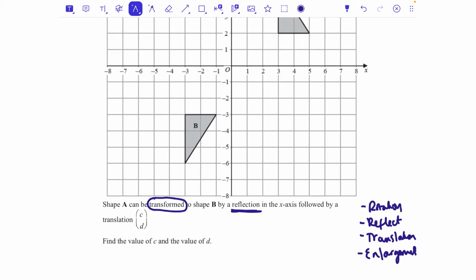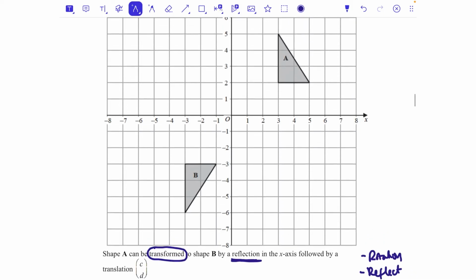So reflection is the transformation that we're looking at here in the x-axis, followed by a translation CD. Okay, so first we're going to reflect A in the x-axis. This line here is your x-axis, but remember, if you wanted the line x equals 1, it's the line that goes through 1 on the x-axis and it goes the other way. But for this question, we're just looking at the x-axis. Your 2 squares up, so we're going to reflect 2 squares down, and your triangle is 3 tall, 2 wide, and goes there like that.